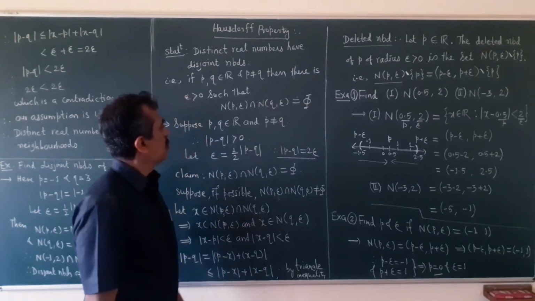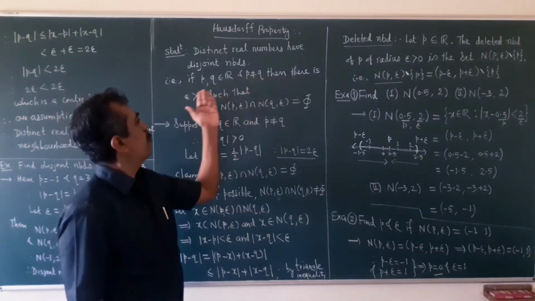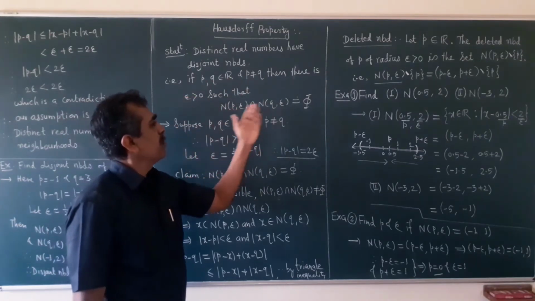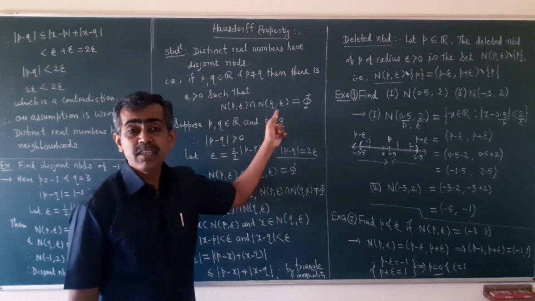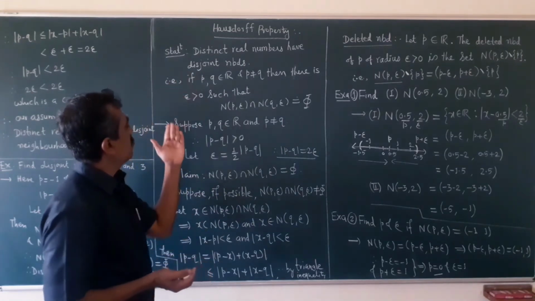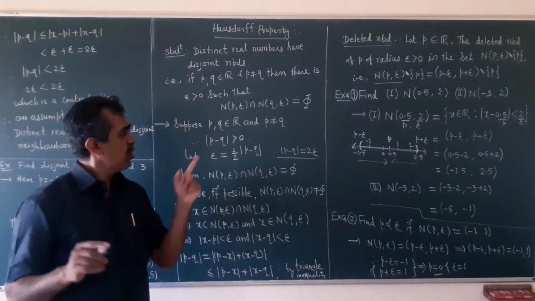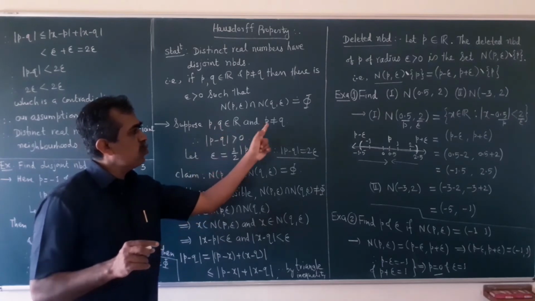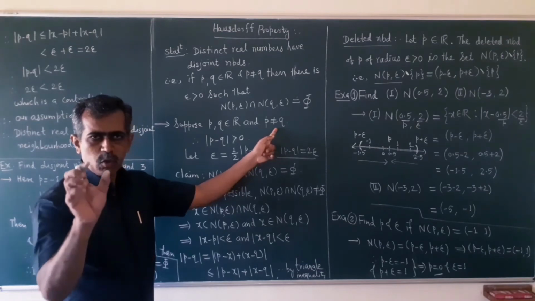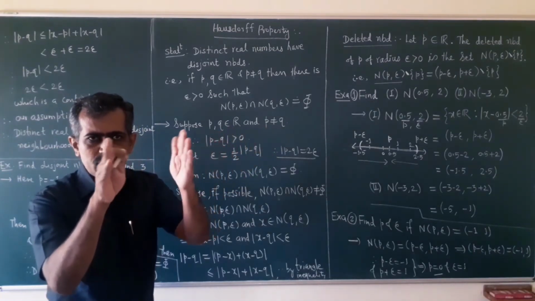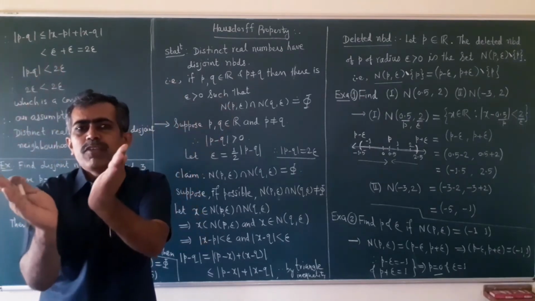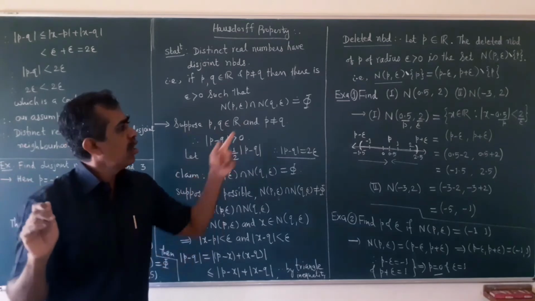Okay, so for any points P and Q, there is epsilon greater than 0 such that the neighborhoods of P and Q of this much radius are disjoint. They have nothing in common. So how to prove this? See here, you have to prove this. If you choose any two distinct real numbers P and Q, then you have to prove that you may choose some radius epsilon such that the neighborhood of P of this much radius and the neighborhood of Q of this much radius have nothing in common.